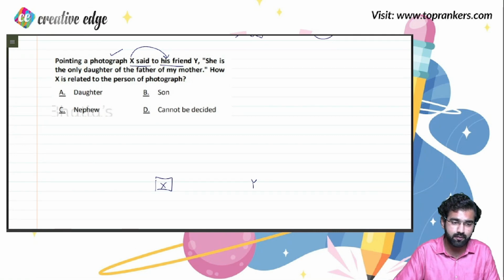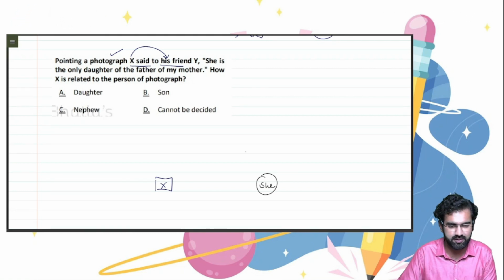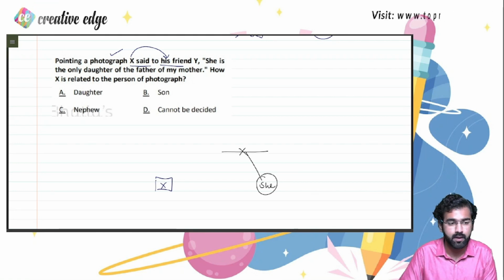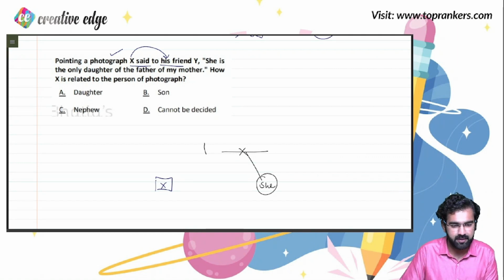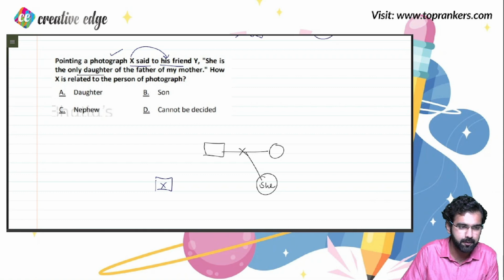Now there is a girl being pointed at in the photograph, she, which means there is a girl, right? So let's label this girl as she right now. She is the only daughter. So she is the daughter of the father of my mother. Please understand, she is the daughter, so obviously she has parents.